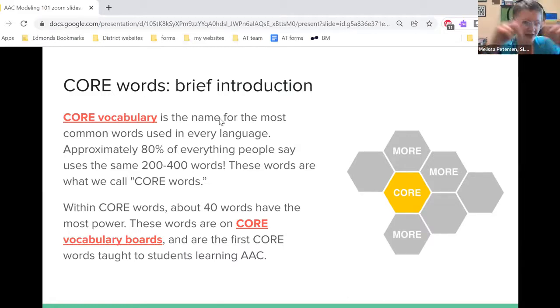And then within that big category of 200 to 400 words, there's about 40 that have the most power for emerging communicators. Those words are what's on core vocabulary boards. And those are the first words that we focus on when we're teaching students to use AAC. So on our district board, those words are there.